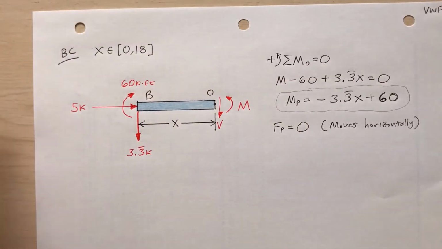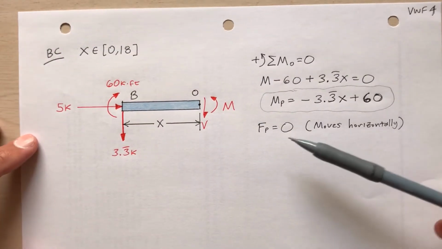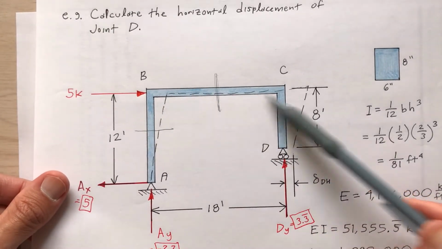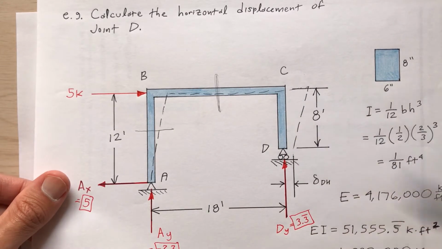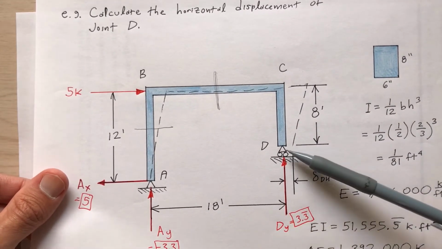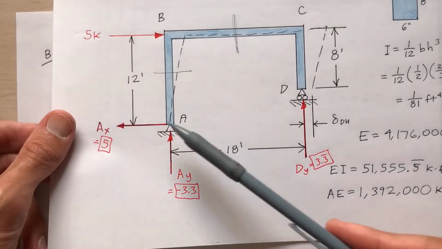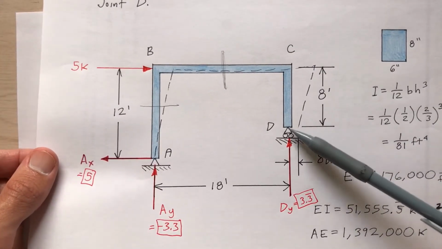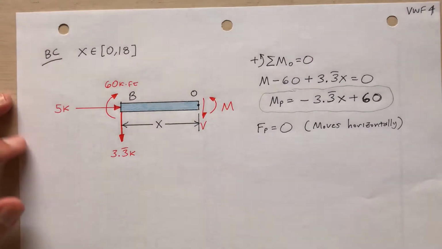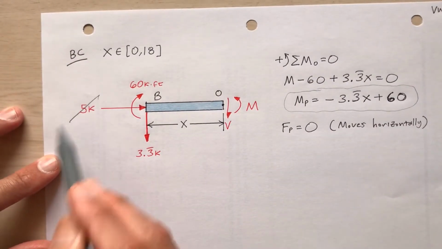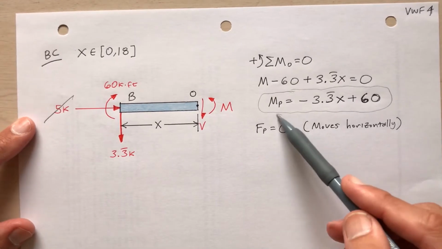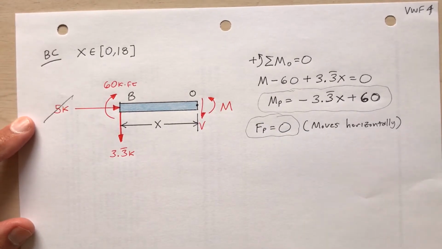Now, is there an axial load in BC? Okay, I'm claiming it's 0. And the reason I'm saying that is because the segment is actually going to move. See, there's nothing restraining it at D. I mean, it's true that I've got an A sub X and I've got a 5 kip load, but no axial load due to the fact that D is actually going to be allowed to move. So I really don't even need to show that. So axial load 0 due to the fact that this thing is going to move horizontally.